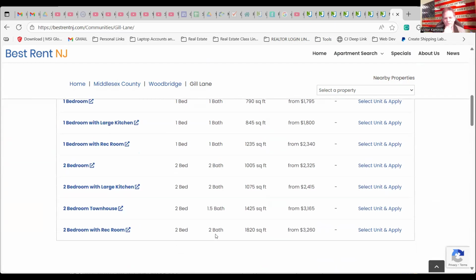For a 2-bedroom, 2-bath, 1,800 square foot. That's actually kind of big, 1,800 square foot. That's old. But $3,200 a month, that's a mortgage payment and then some.